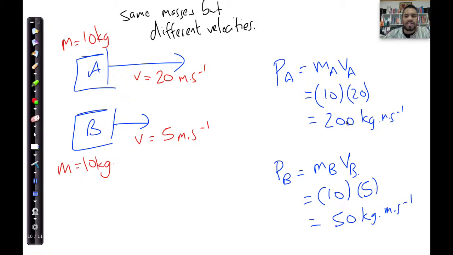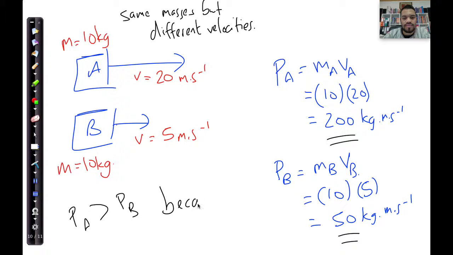Now, which one has the bigger momentum? Clearly 50 is not bigger than 200, so 200 must be bigger than 50. So we can say that the momentum of A is bigger than the momentum of B. And in this case, the masses are constant, so we can say that's because A has a greater velocity.